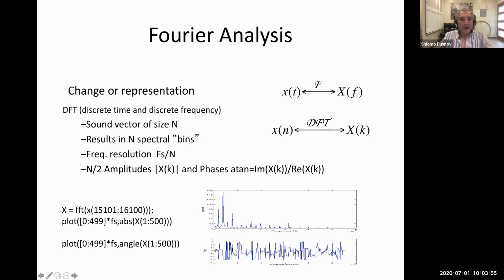Now we run the 1,000 samples through a Fourier transform. What we will get is actually 1,000 complex values, because we started with x of length 1,000. Our n, the sound vector, was 1,000. Our capital X, the Fourier coefficients, will also be of size 1,000. But as we said, they are symmetric in the amplitudes, so we usually do not want to plot it.